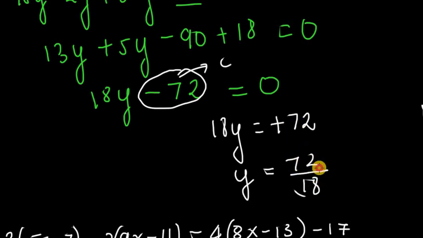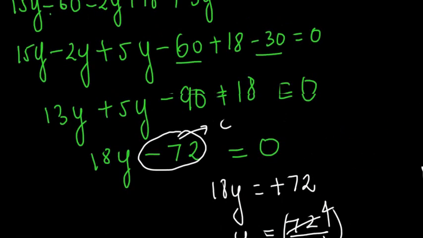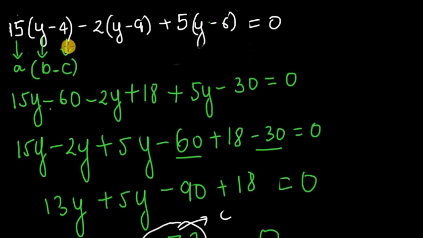So we have converted it into a form like this. Now we can cancel it, isn't it? 18 into 4 is 72. So y equals 4. So now we have solved this problem.